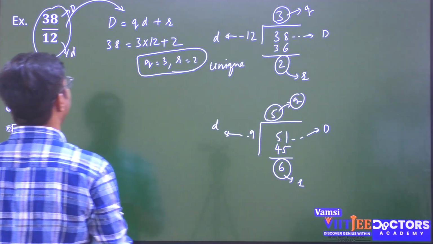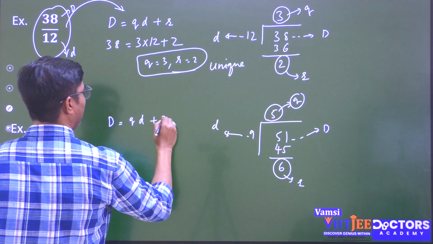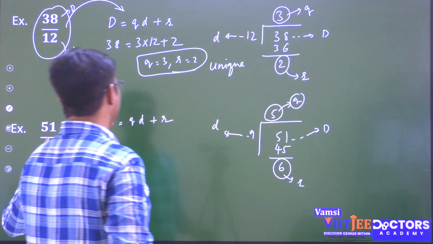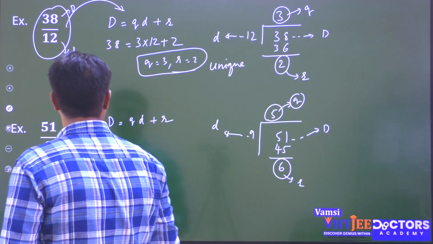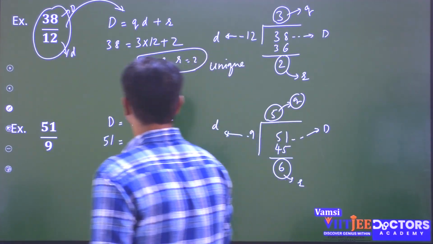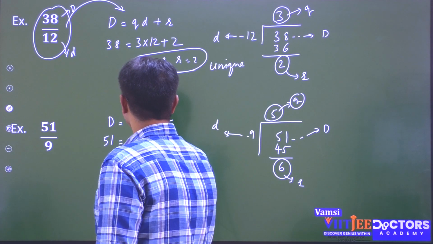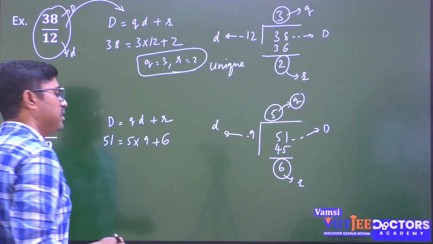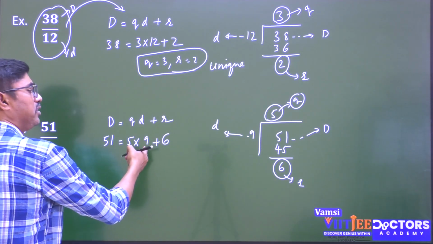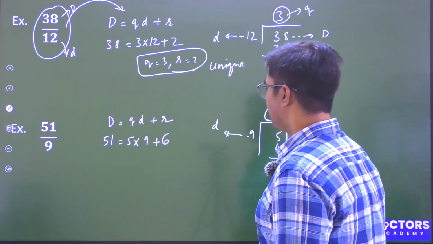Again, let's write that equation. Capital D equals q times small d plus r. Capital D is the dividend, which is 51 here. That is equal to q, the quotient, which is 5, times the divisor, which is 9 here, plus the remainder that I get, which is 6. See whether it is satisfied or not. 5 nines are 45. 45 plus 6 equals 51 that you have here.